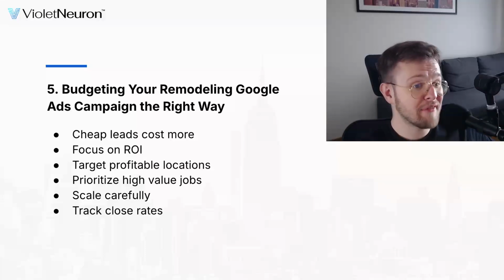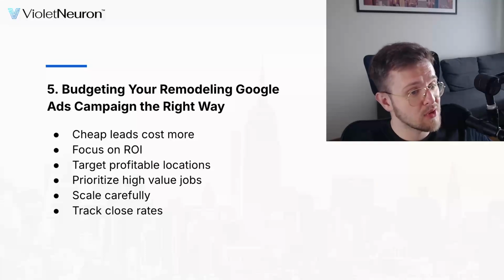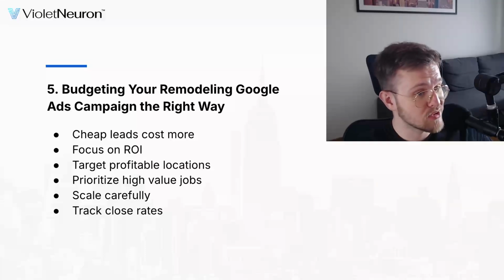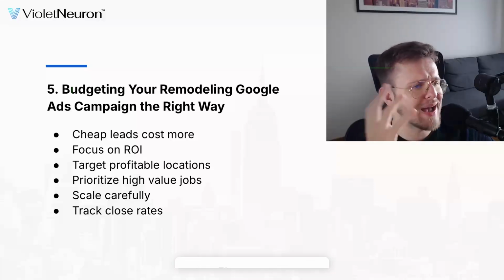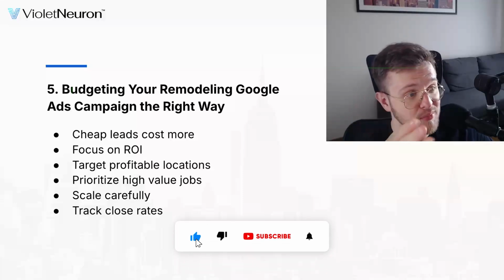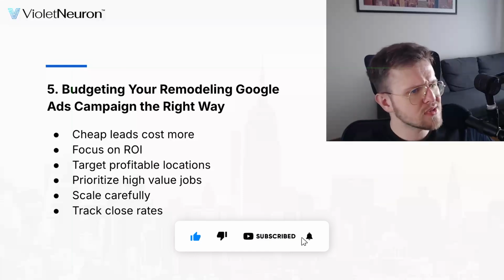Geographic targeting also matters. Not every service area produces the same results. Some neighborhoods generate larger project values and better close rates than others. The best remodeling PPC campaigns analyze performance data very carefully, and of course, they allocate budget toward the most profitable locations. You also need to scale carefully.